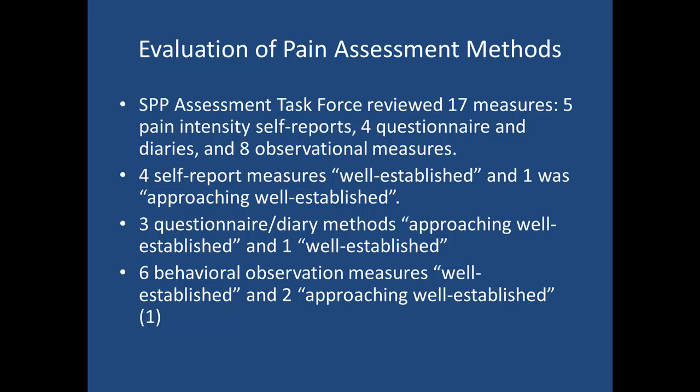So the task force reviewed 17 measures. 5 were pain intensity self-reports, 4 were questionnaires and diaries, and 8 were observational measures. Of the 5 self-report measures, 4 were considered well-established, and 1 was considered approaching well-established. 3 questionnaire diary methods were considered approaching well-established, and 1 was well-established. 6 observational measures were considered well-established, and 2 were considered approaching well-established.